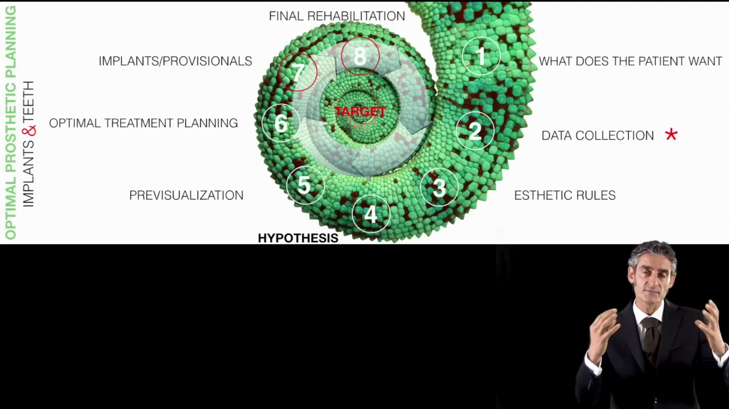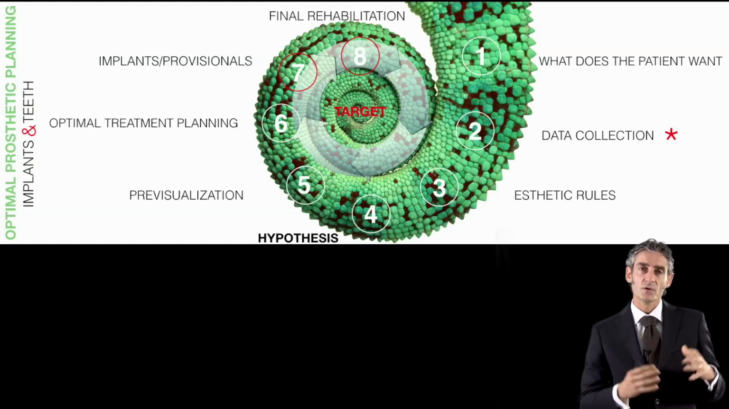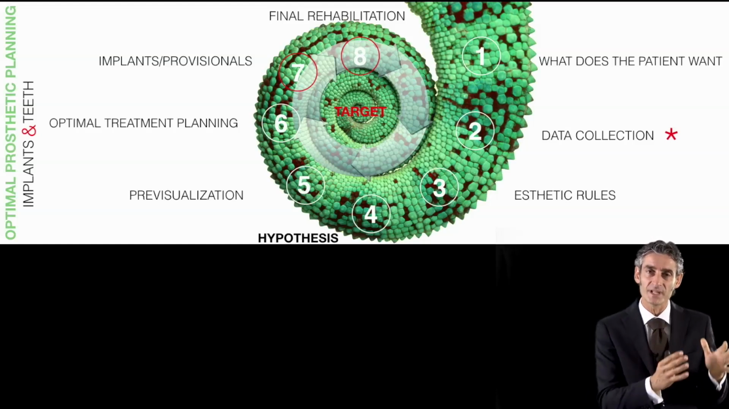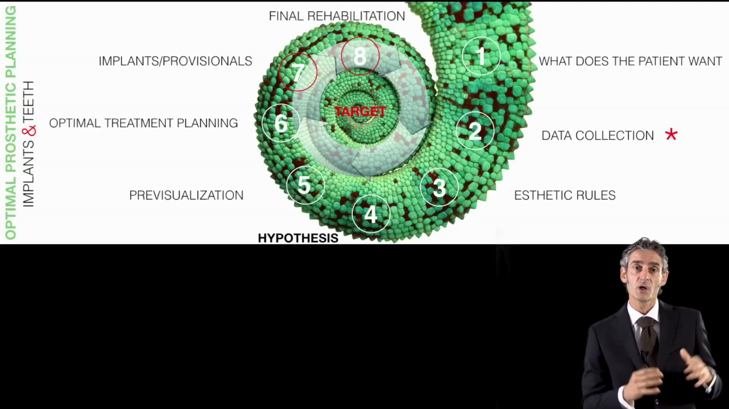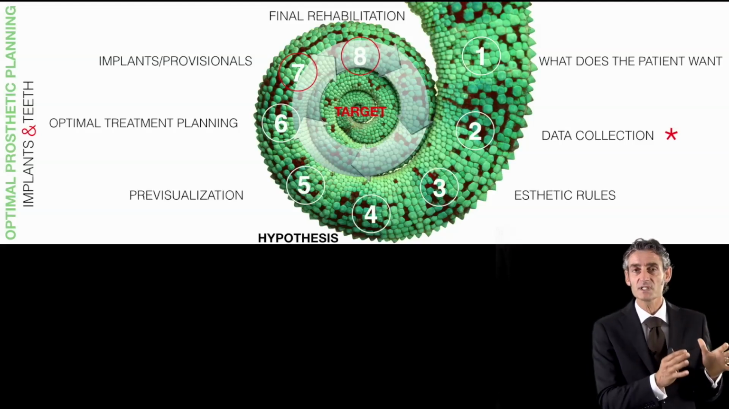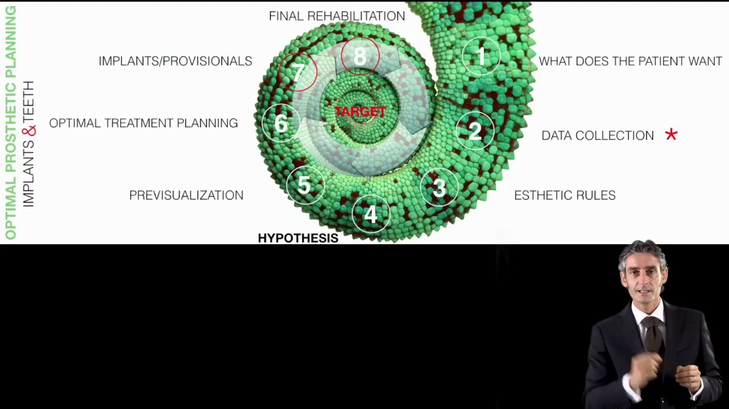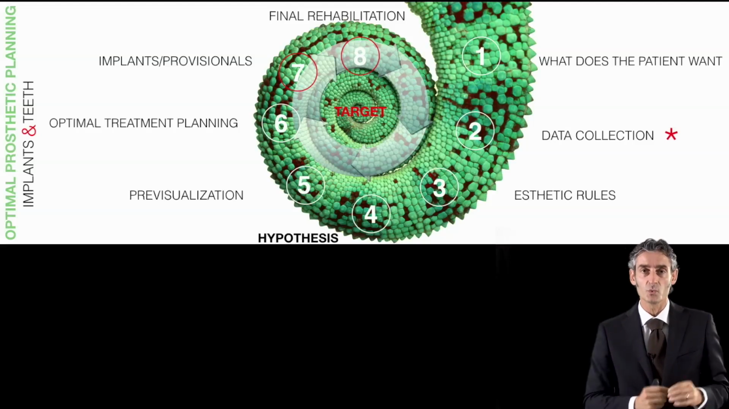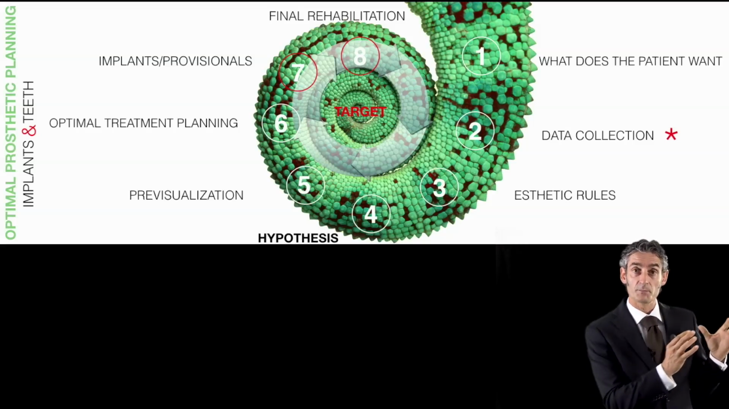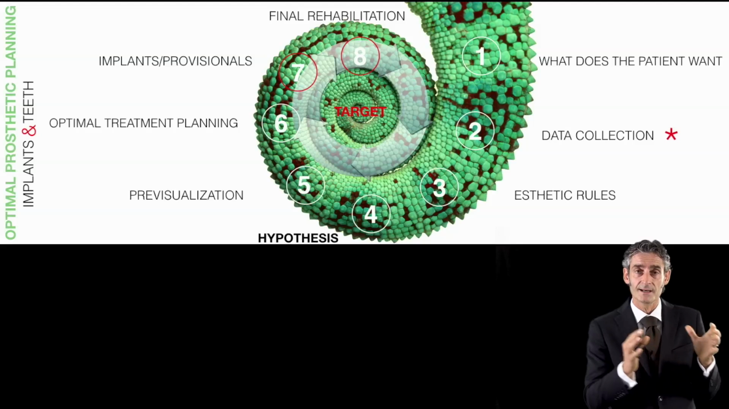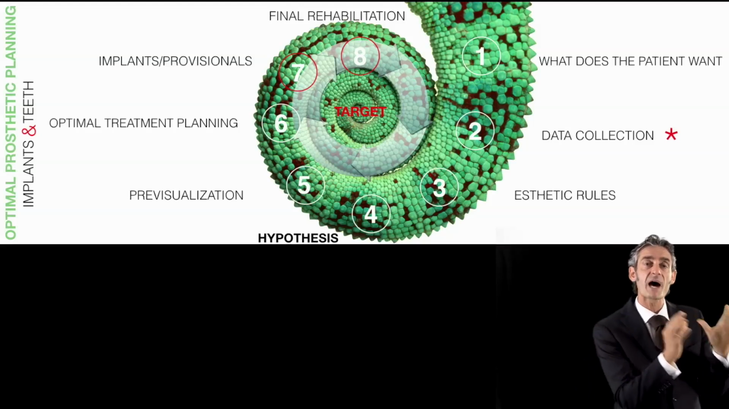Then with all this information and all the data that we have, following the aesthetic rules, so the aesthetic idea that we must have in our mind, we create a hypothesis. A hypothesis means that we have to have the finish line in our mind before we start. So we have to know exactly what we want to do. And then we have the pre-visualization. Pre-visualization is putting our idea, our hypothesis, in the mouth of the patient.